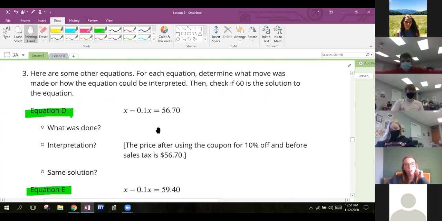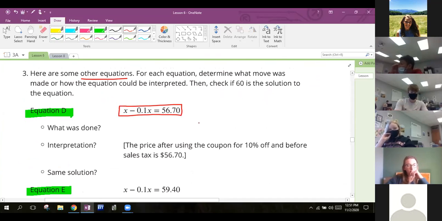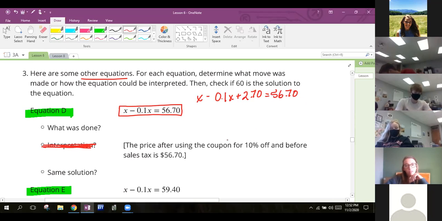All right, so let's look at number 3. So this was the second group. It says here are some other equations. For each equation, determine the next stuff. So for D, what was done to this equation? What did they do to this equation? The price after using the coupon for 10% off and before sales tax. Okay, that's the interpretation, but I want to know what they did to this original equation. Remember, my original equation was this. They took 270 out.